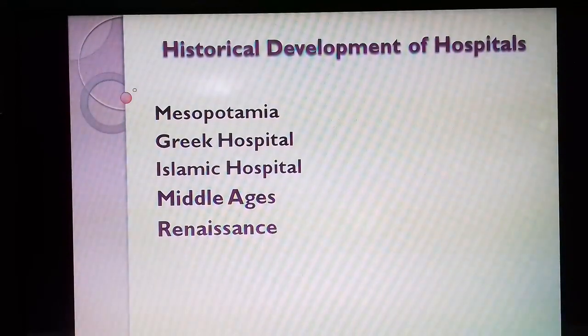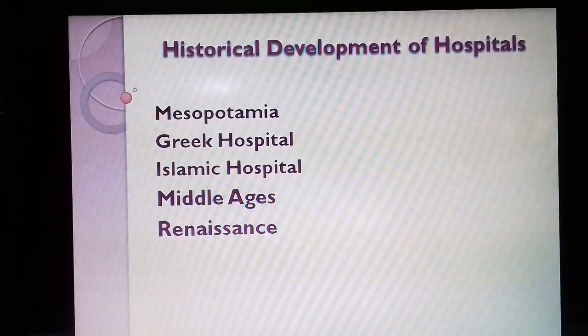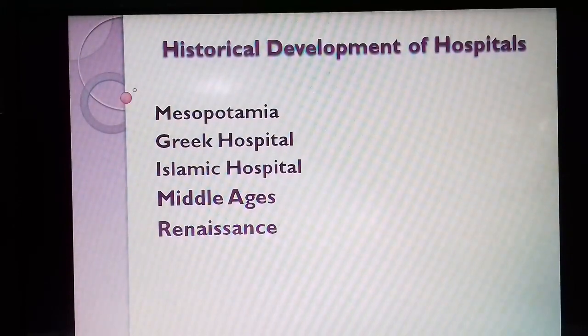After that, the Middle Ages are known as the period of great hospitals. At the time of the Renaissance, that is the 14th to 16th century, many medical colleges were developed. In Germany, and in Central and Eastern Europe, schools of medicine were started. In the period of the Renaissance, management of hospitals was improved.